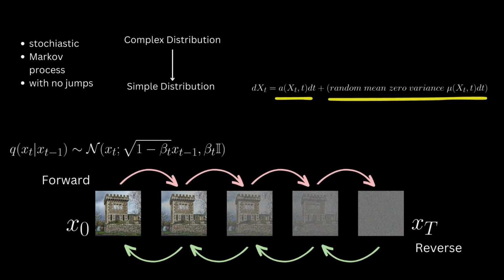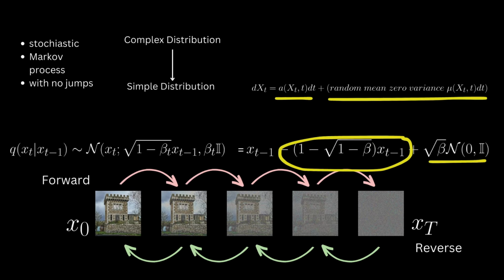If we apply the reparameterization trick, we get this. And if we simply add and subtract xt-1, we'll get this. Here also, we see that the change, which is xt minus xt-1, is again a combination of a deterministic and a stochastic term. So clearly, while the end objective is very similar to what we have been doing in VAEs, we are modeling the process of reaching that objective very differently.